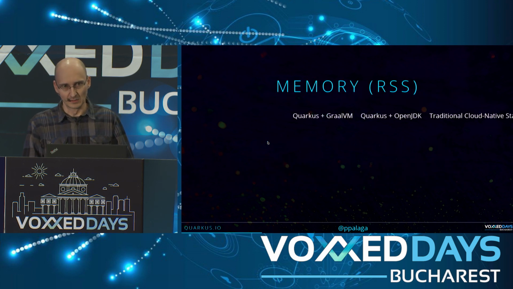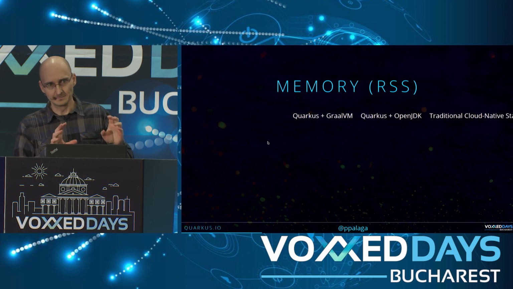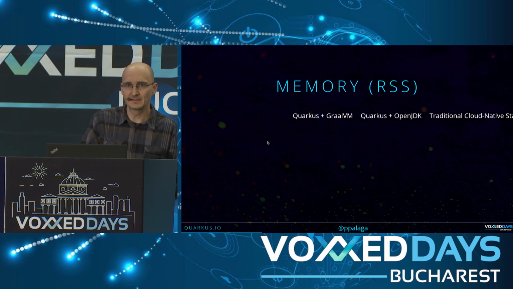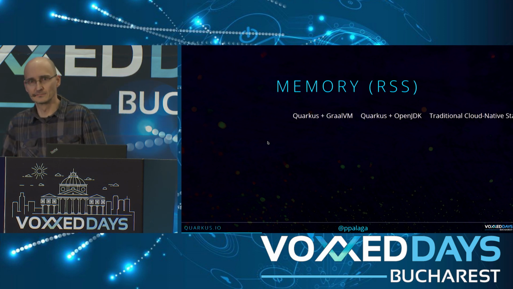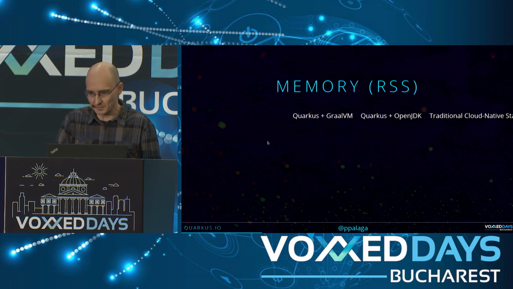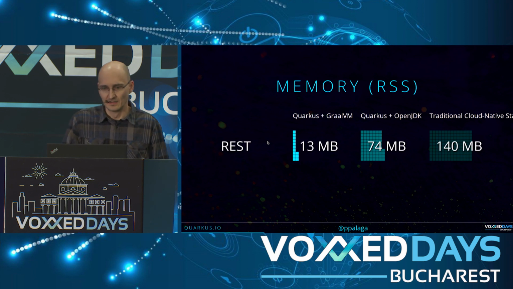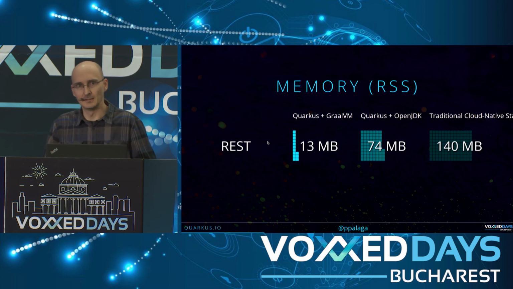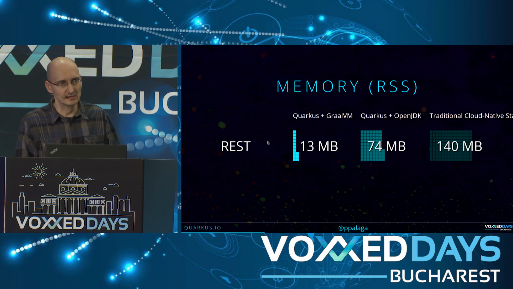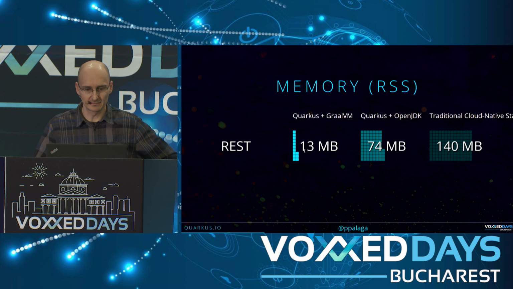Okay? So let's compare the native executable I have shown you at the beginning with the optimized jar run on a conventional JVM, in this case OpenJDK, with a traditional cloud native stack that you probably use today. So if the numbers for the native executable are between 10 or 20 megs, it's roughly 10 times more with a traditional stack.